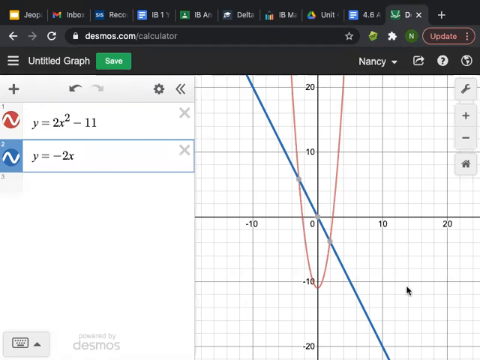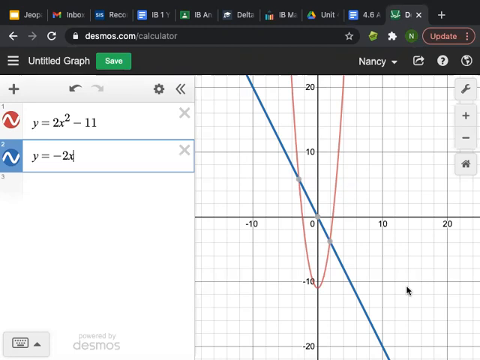Now an integral is how we find area. So we're going to integrate these. And the way we do that is we're going to do the integral of the upper function, the one that's on top, minus the integral of the lower function. The first step is to figure out what my boundaries are.